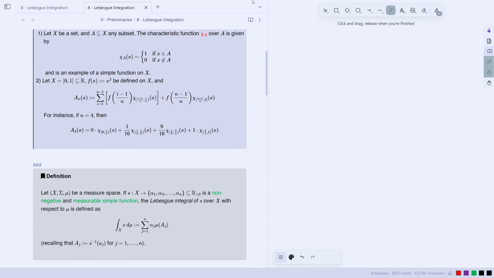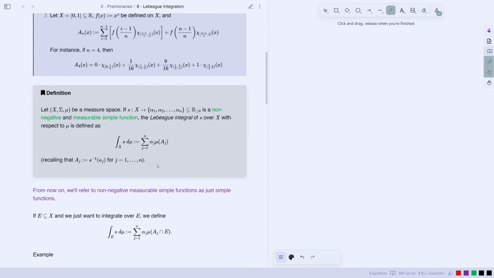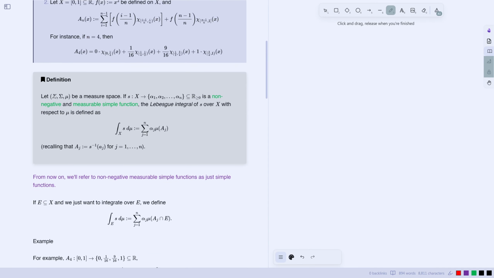Okay. So given a measure space, we have our set X, we have our sigma algebra over that, and we have our measure defined over that sigma algebra. If S, taking X to a finite set, is just a simple function, but we're going to specify, this is important, if S is a non-negative and measurable simple function. We're going to talk about that in a second. Okay, well, actually, we'll just pause here.